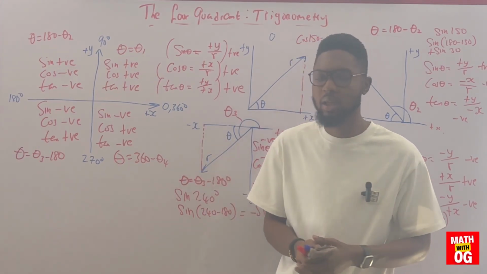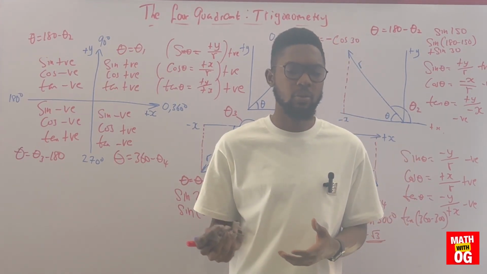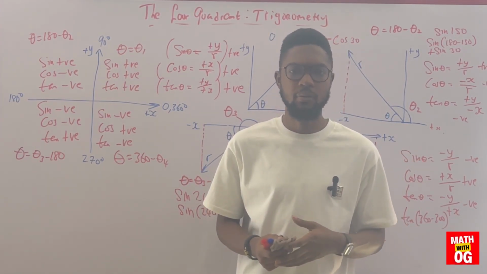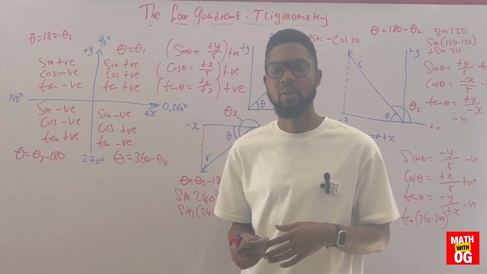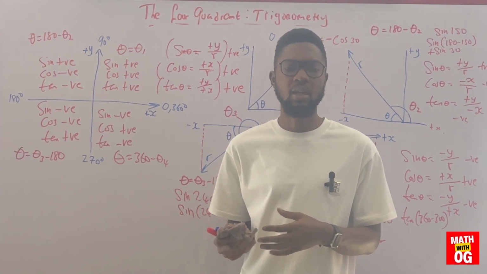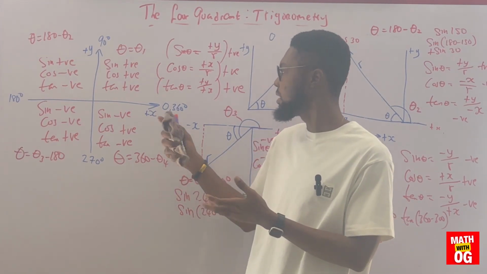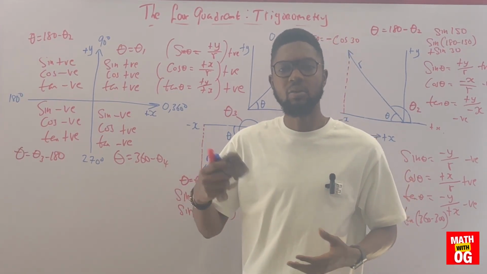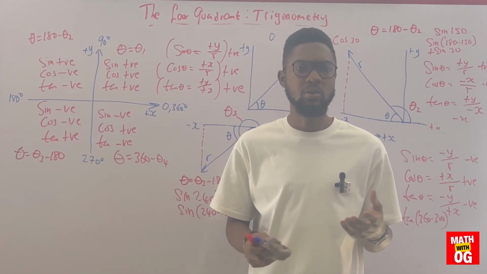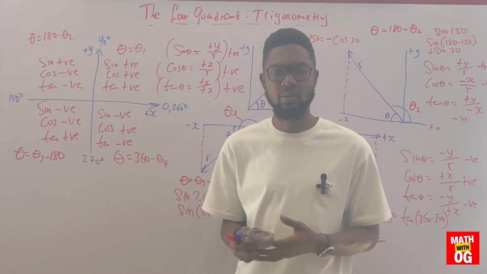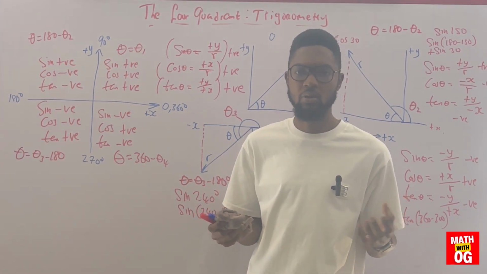So that's all we'll be looking at about the four quadrants. In our subsequent videos, we'll be looking at our sine graph, our cosine graph, and our tan graph. That will help us answer questions that are less than zero, that is angles that are less than zero and angles that are greater than 360. Then we'll see how to bring out some properties concerning sine, cos, and tan.